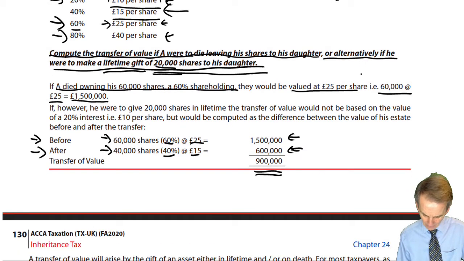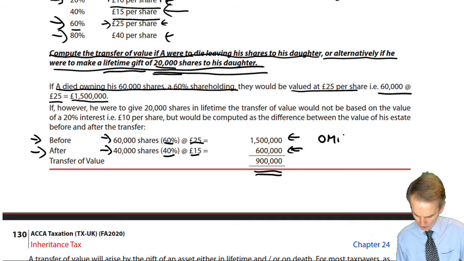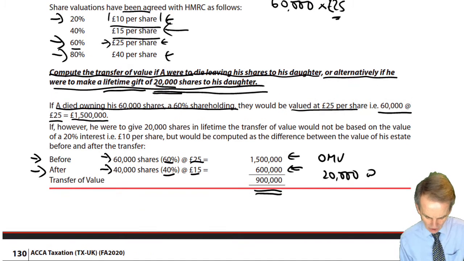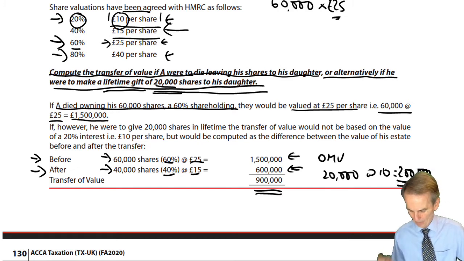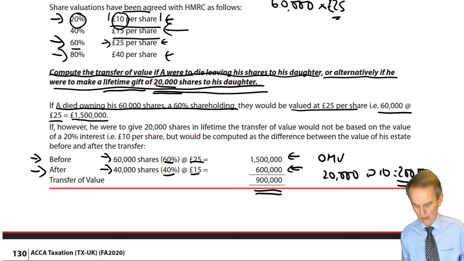That is very, very different to the open market value of the shares being transferred, which was, as we've already seen, 20,000 shares. That represented a 20% interest, and that meant that those shares would be valued at £10, i.e. 200,000. So the market value of what has been transferred here is 200,000, and that is what you would use for CGT. Back to that again in a second.